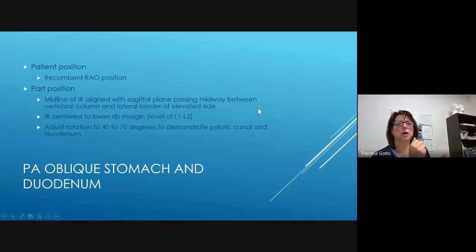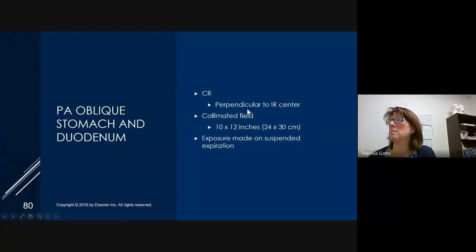So what we are looking for is find your midline where your spine is in your patient, and then the lateral border of their body, and you're going to split the difference. You're going to put your central ray in the middle there, and hopefully you get all of your stomach. Central ray is perpendicular to the center of the IR, and it's a 10 by 12. All of these exposures are going to be on suspended expiration.